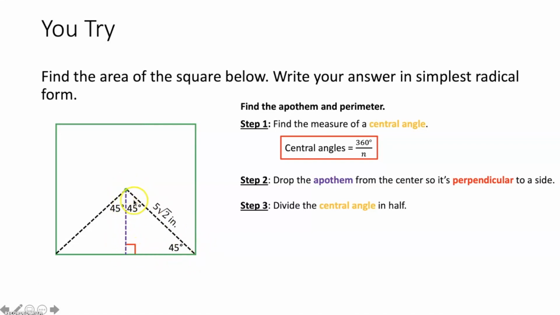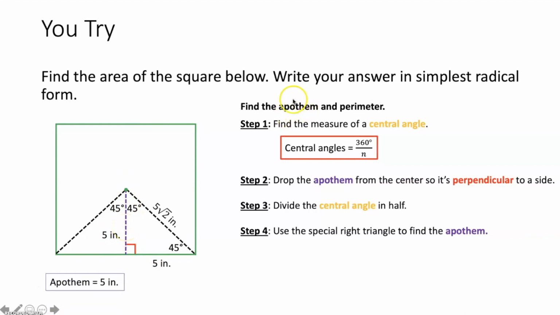Now we can use our knowledge of a 45, 45, 90 degree triangle in order to find the length of our apothem and the length of half of one of our sides. So in a 45, 45, 90 degree triangle, the legs are going to be congruent to each other, and the hypotenuse, the side opposite our 90 degree angle, is going to be equal to rad 2 times the length of a leg. Well, if our hypotenuse is 5 rad 2 inches, then in order to get the length of a leg, I just divide that by rad 2, and I get that the lengths of both of our legs are 5 inches. Now what that tells us is that our apothem is 5 inches. So we got our apothem.